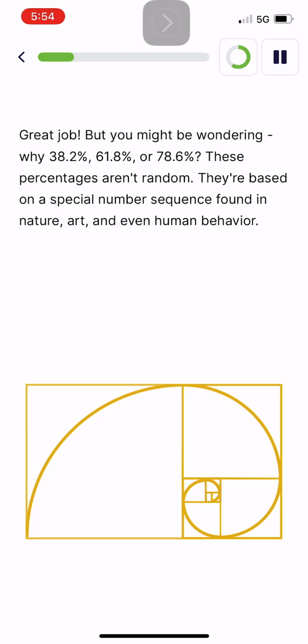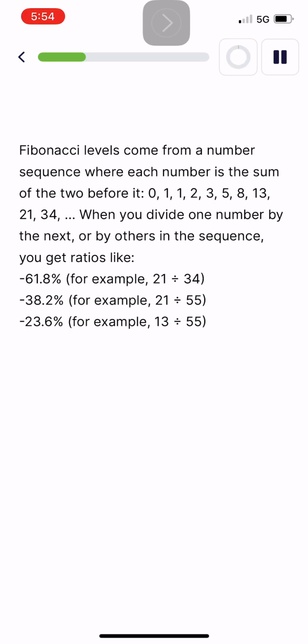These percentages aren't random. They're based on a special number sequence found in nature, art, and even human behavior. Fibonacci levels come from a number sequence where each number is the sum of the two before it: 0, 1, 1, 2, 3, 5, 8, 13, 21, 34. When you divide one number by the next or by others in the sequence, you get ratios like 61.8%, for example 21/34; 38.2%, for example 21/55; 23.6%, for example 13/55.